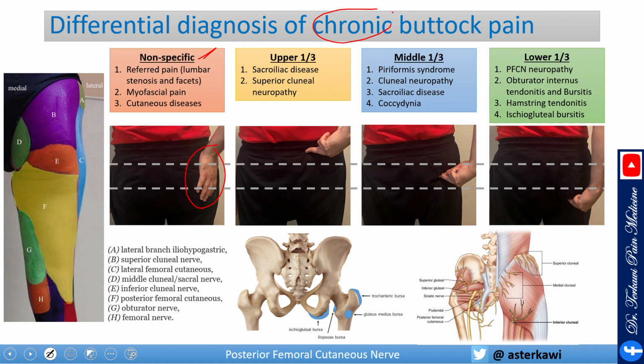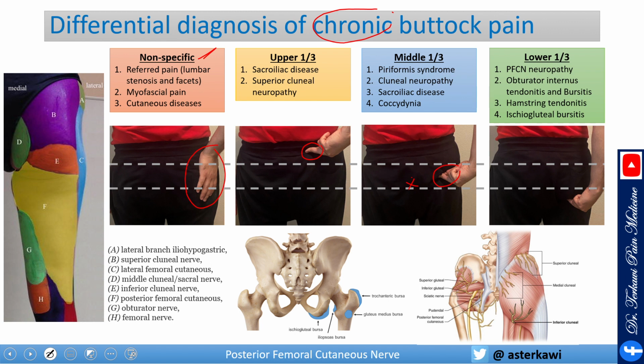If the patient becomes more specific and uses 2 fingers, or one finger, and points, then I divide the buttock area into thirds. In the upper third, most likely these patients may have sacroiliac joint disease or superior cluneal neuropathy. If the patient points to the middle third, then most likely this is piriformis, cluneal neuropathy, sacroiliac disease, coccydynia. There is some overlap here. It's not a concrete rule.